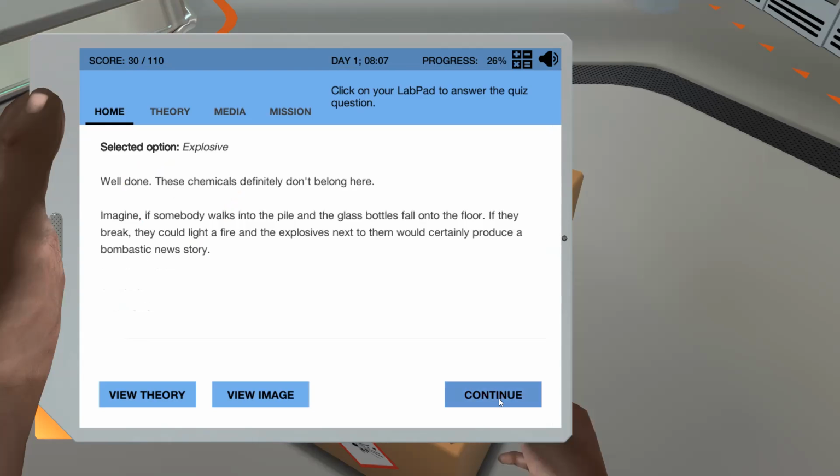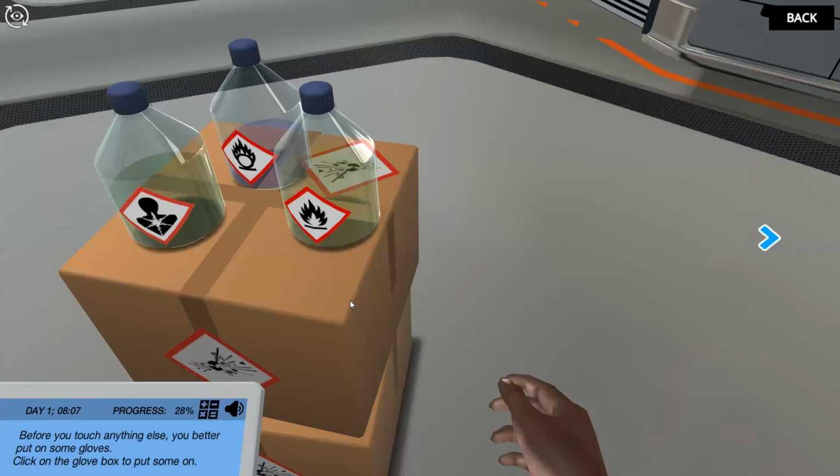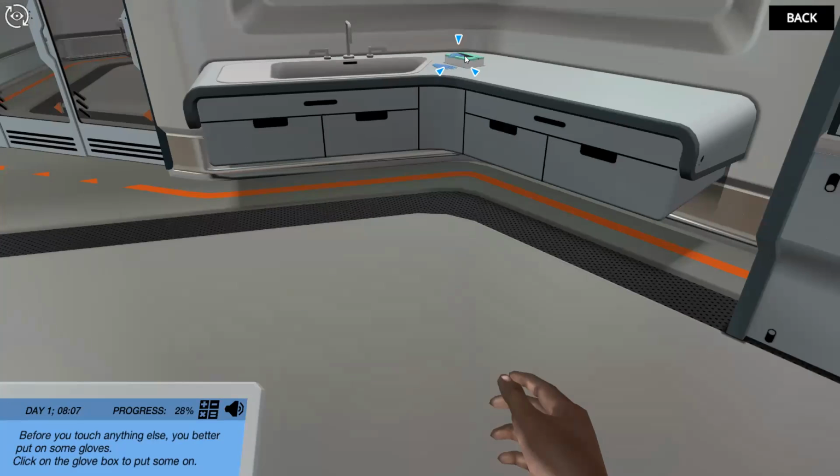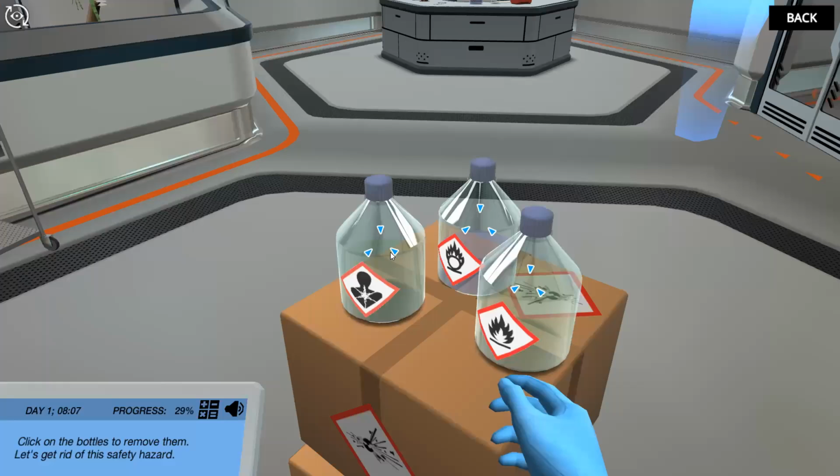Imagine if somebody walks into the pile and the glass bottles fall onto the floor. Oof. If they break, they could light a fire and the explosives next to them would certainly produce a bombastic news story. Before you touch anything else, you better put on some gloves. Okay. Click on the glove box to put some on. Yeah, there we go. Click on the bottles to remove them. Let's get rid of this safety hazard.